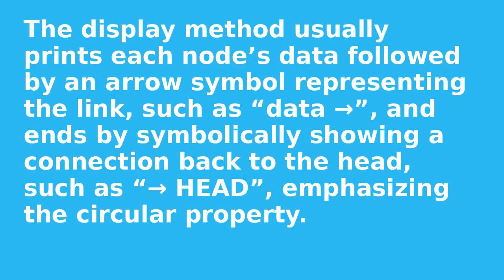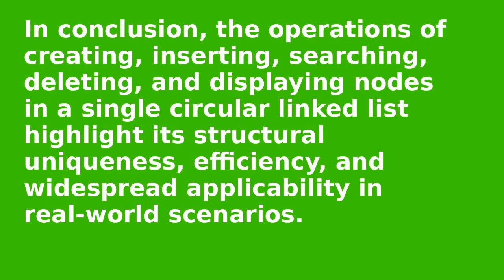The display method usually prints each node's data followed by an arrow symbol representing the link, such as data, right-pointing arrow, and ends by symbolically showing a connection back to the head, such as right-pointing arrow, head, emphasizing the circular property. In conclusion, the operations of creating, inserting, searching, deleting, and displaying nodes in a single circular linked list highlight its structural uniqueness, efficiency, and widespread applicability in real-world scenarios.